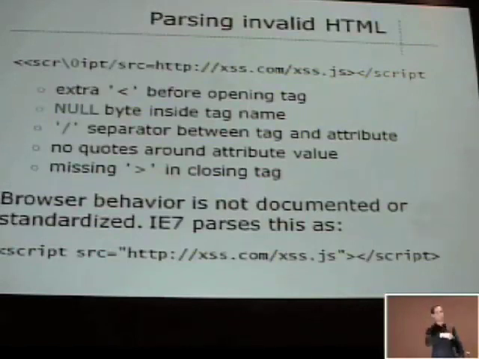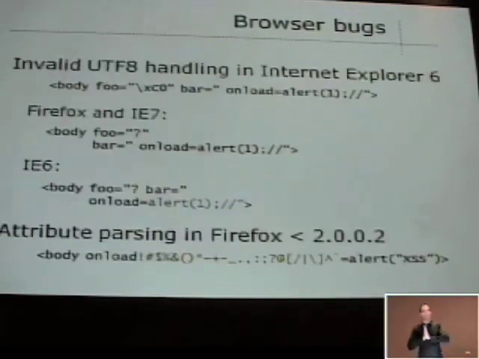So, for example, Internet Explorer will interpret this script tag as the script tag shown below. Firefox will not. I think because of the null byte, but if you remove the null byte, it'll work in Firefox too. And finally, you have just things that are bugs in the browsers. And here are two examples. You should pay attention to these examples because these two particular things will come up in a later slide.